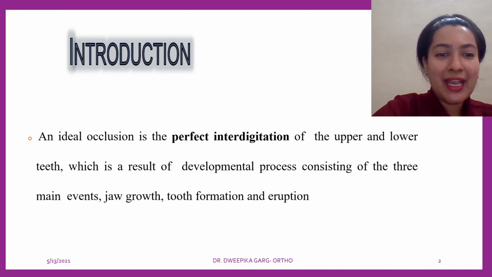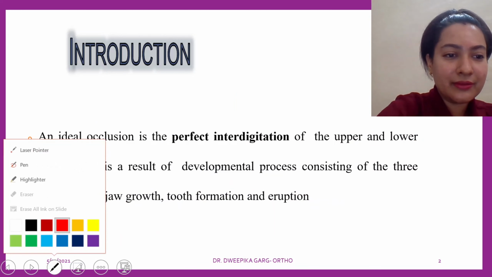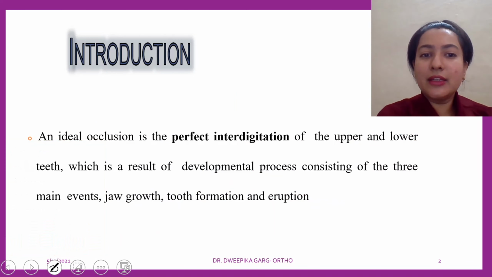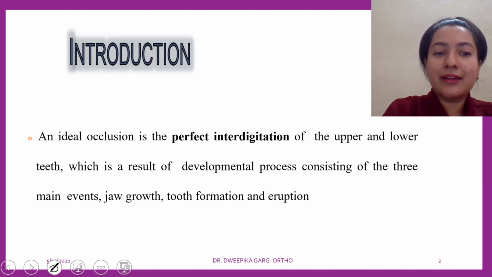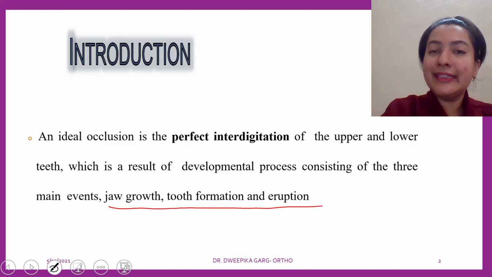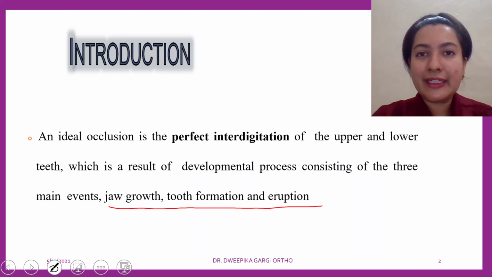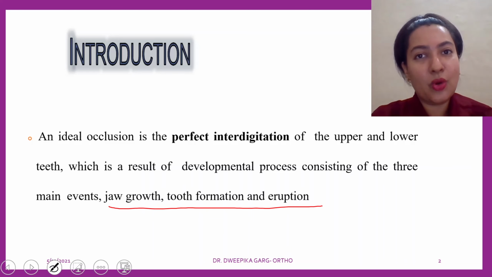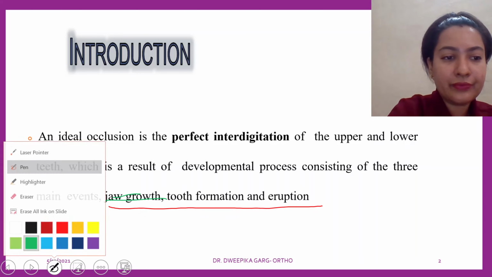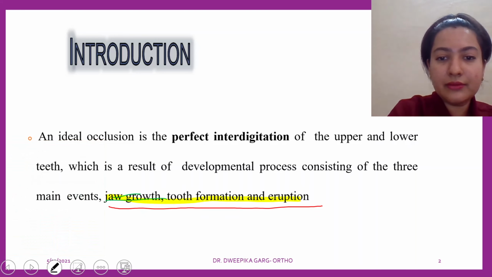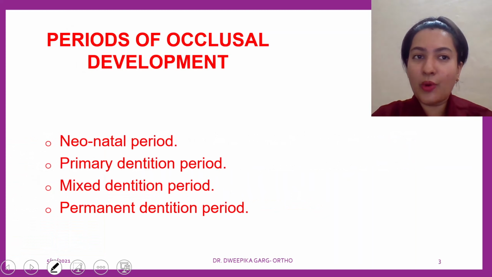An ideal occlusion is the perfect interdigitation of upper and lower teeth, which is a result of developmental process consisting of three main events, that is jaw growth, tooth formation and eruption. Perfect interdigitation is always required to attain a normal occlusion, and these three things play a very important role. So this is something which we can highlight. These three things are of primary importance.